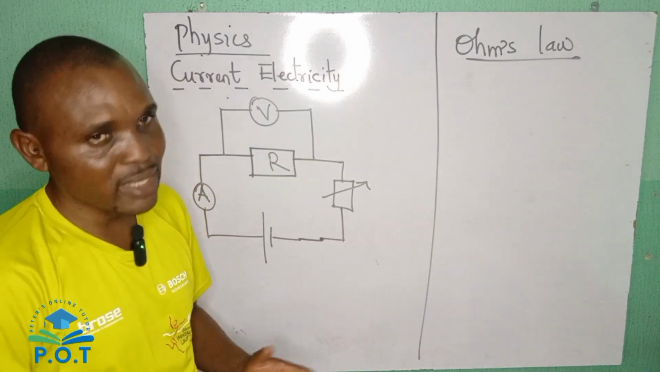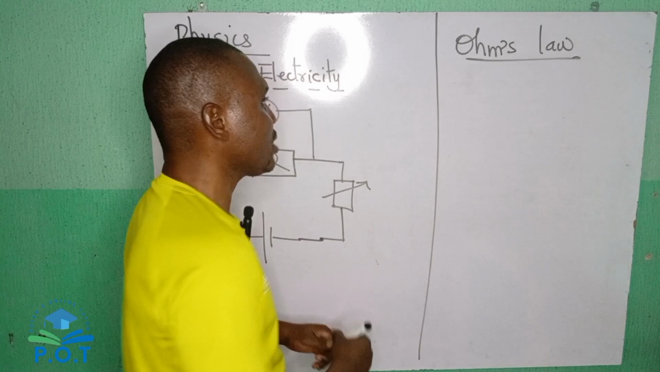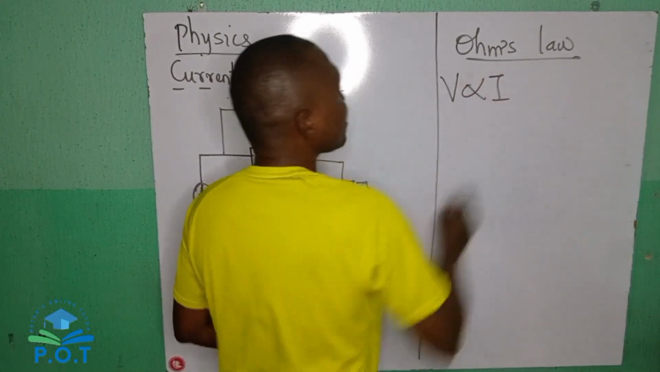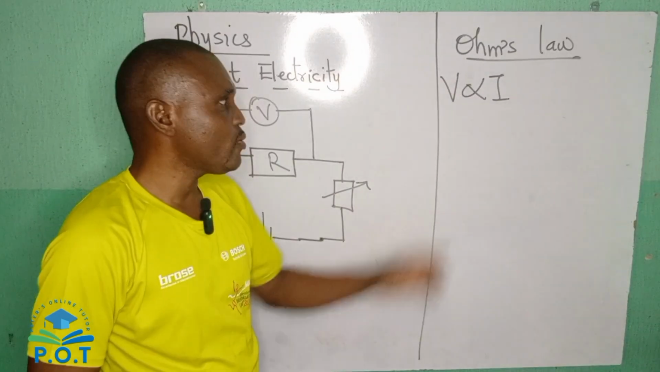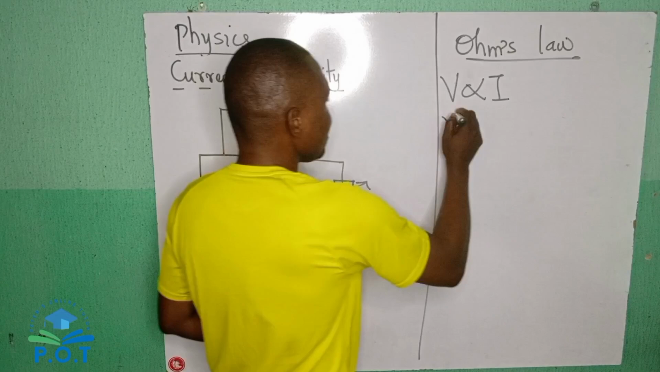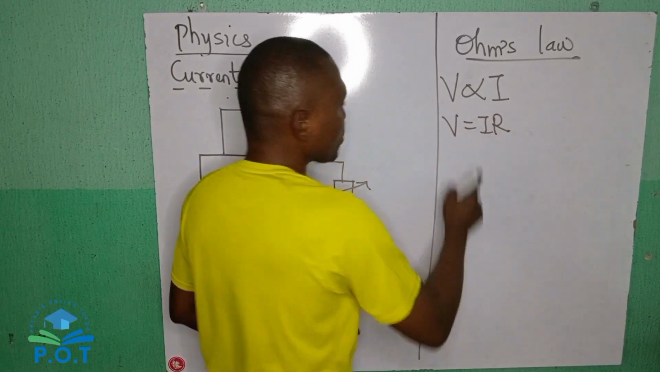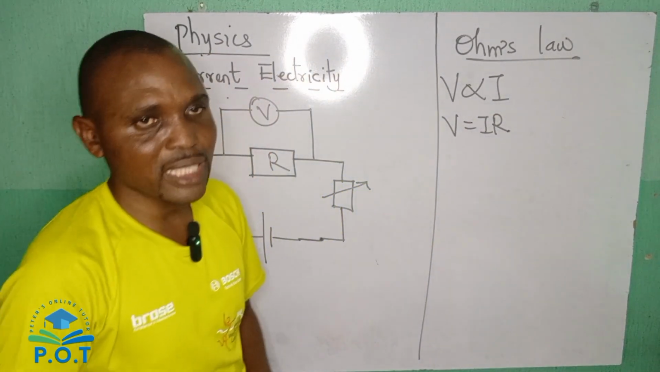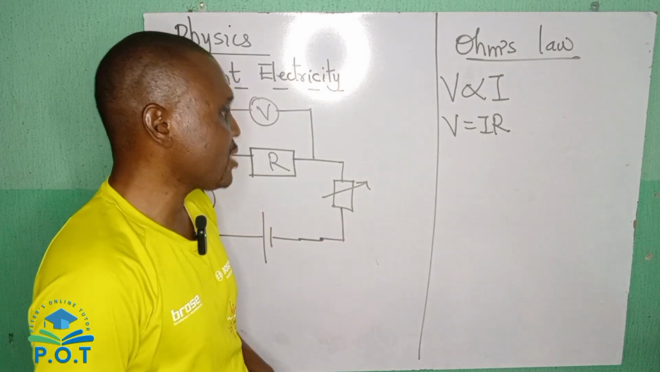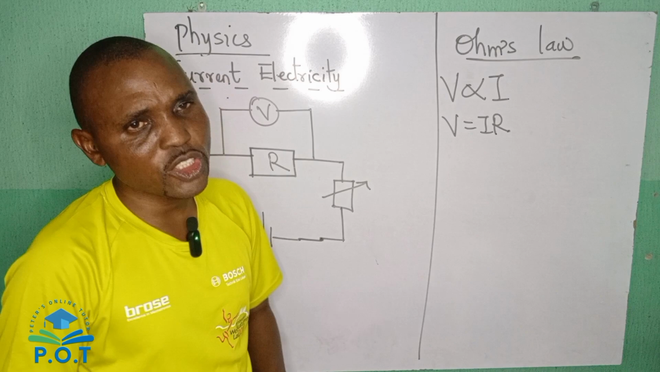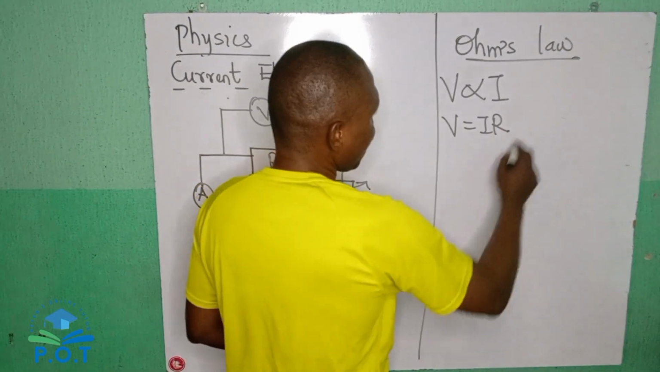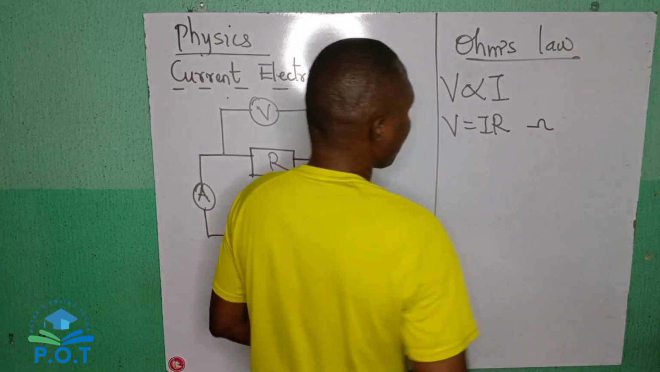Now, mathematically, Ohm's law says the potential difference is directly proportional to the current. To get rid of this proportionality sign, I will introduce a constant. So V is equal to IR. R there is the constant that I introduced, and it is called resistance. Now what is the unit of resistance? The unit of resistance is ohms, and this is the symbol for ohms.